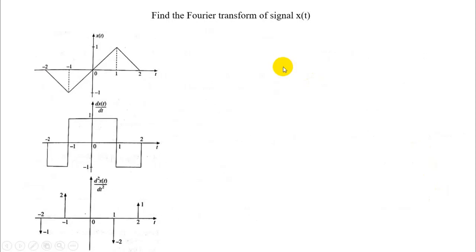In this video I will discuss another example. In this way you will be able to understand how you can determine the Fourier transform using the differentiation process. So if you are asked to determine the Fourier transform of a signal like this, then in this process you need to differentiate the signal two times.